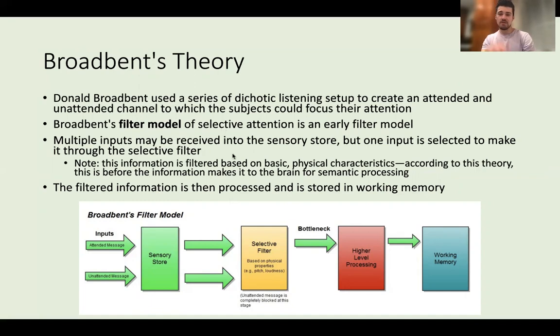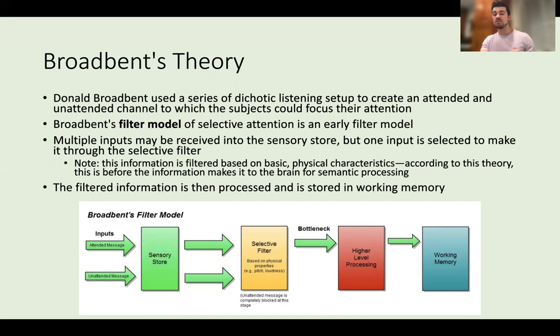So multiple inputs may be received into the sensory store in this model, his filter model, but one input is selected to make it through the selective filter. Note, this information is filtered based on basic physical characteristics. According to this theory, this is before the information makes it to the brain for semantic processing. So Broadbent was saying that when we hear things, it's based on strictly physical characteristics, like the pitch of the sound, how loud it is.